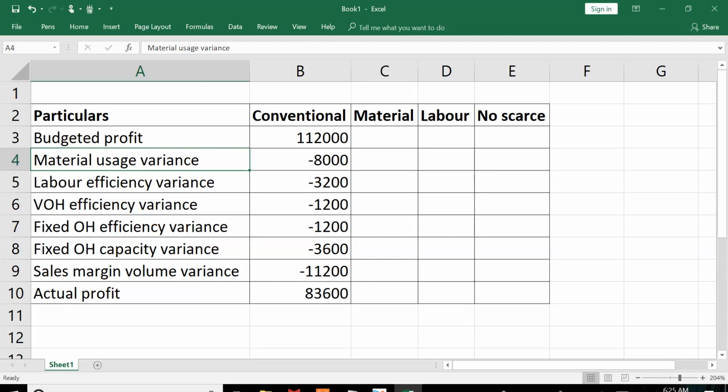This is a conventional method of reconciliation, and we have relevant costing method of reconciliation wherein 3 items are scarce: material, labor and no scarce inputs.